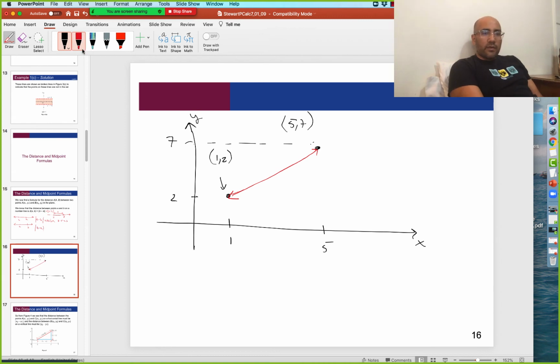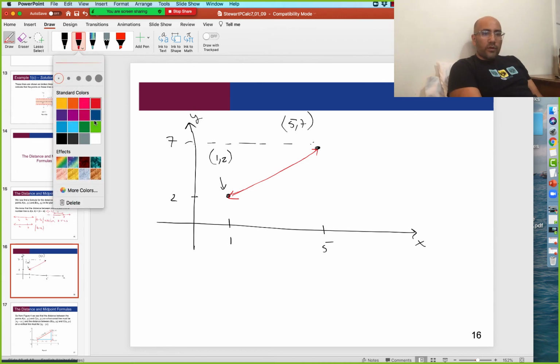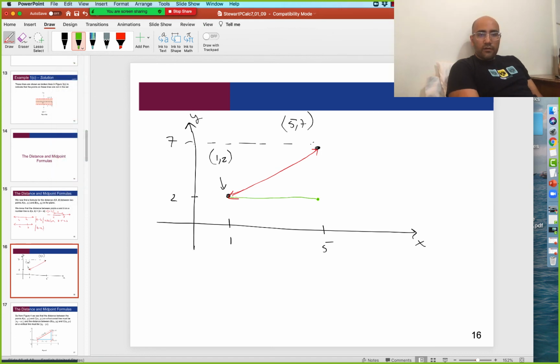Okay, so the trick is going to be to realize that what we could do is think about this triangle here. We can extend this line there, we can drop this line there, and what we have is a nice right triangle. And what I could do is find this distance, which is going to be 5 minus 1, or just 4. And I can find this distance, which is equal to 7 minus 2, which is equal to 5.